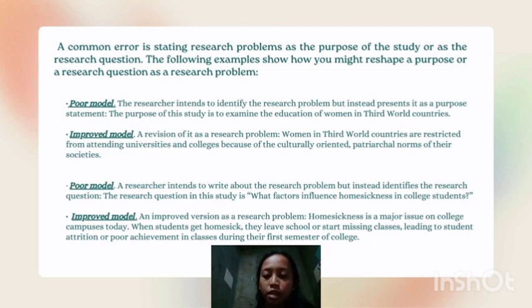Another example: the first one is poorly constructed. A researcher intends to write about the research problem but instead identifies the research question. The research question in the study is, what factors influence homesickness in college students? The improved one is: homesickness is a major issue on college campuses today. When students get homesick, they leave school or start missing classes, leading to student attrition or poor achievement in classes during the first semester of college.